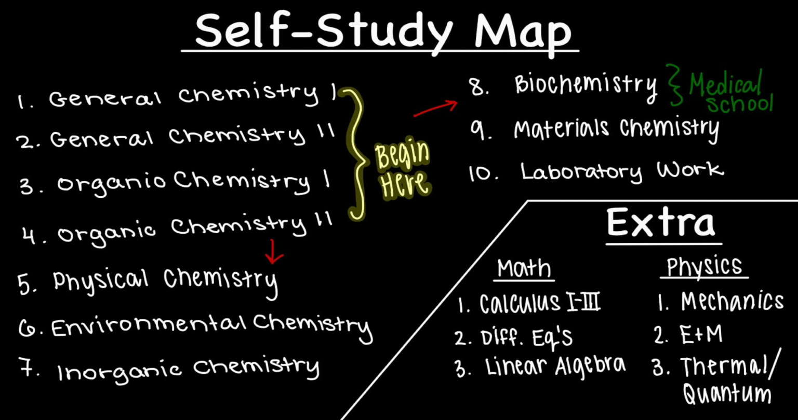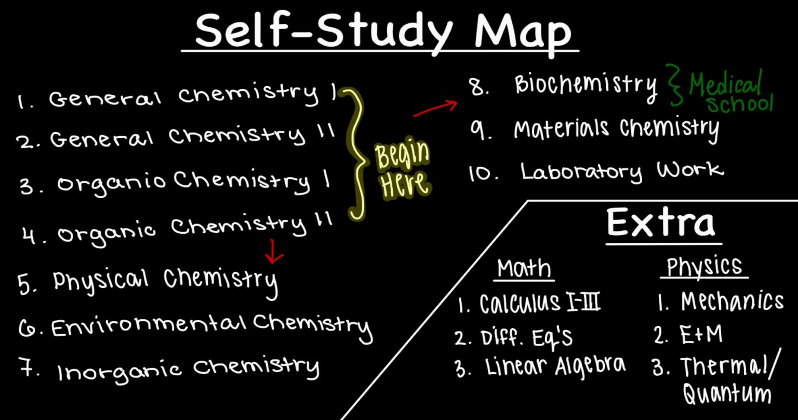Now in that bottom right corner, called Extra, I put some supplementary math and physics courses that are worth learning as you learn through your chemistry. Calculus 1 to 3 will help you have a better understanding of physics, but also physical chemistry. Differential equations will help you understand more of physical chemistry, as well as linear algebra.